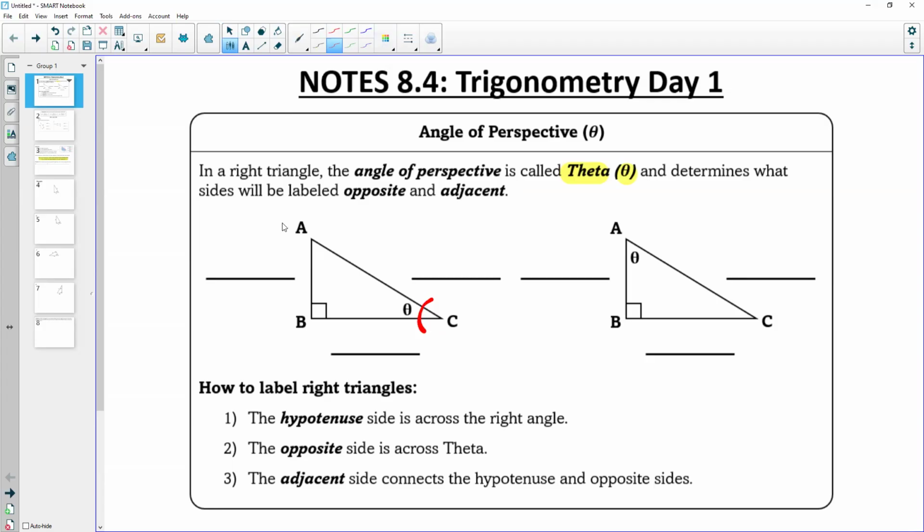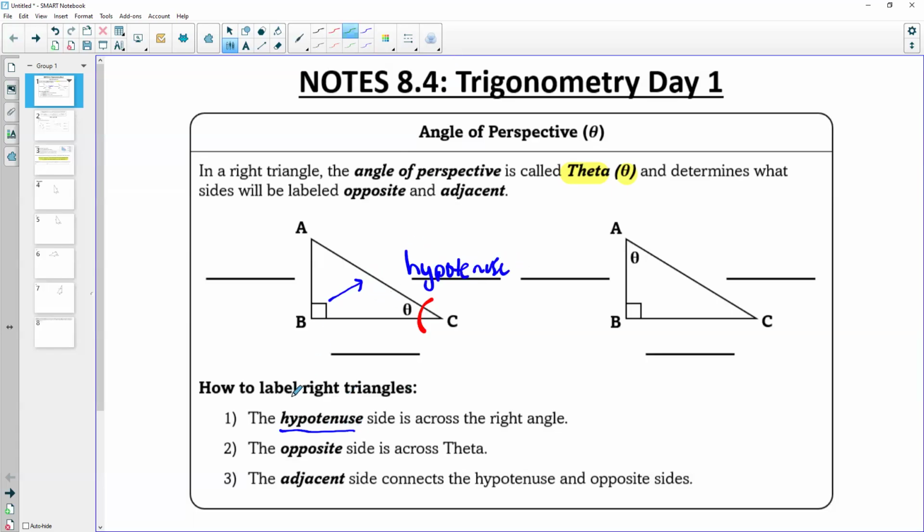So the way that we label these right triangles is going to be the following way. So we're going to label it as hypotenuse, opposite, and adjacent. Your hypotenuse side is going to be the side that is always across the right angle. So for example here, if we take a look here, the side across the right angle, across the 90 degrees, this is your hypotenuse. So you're going to label it as hypotenuse.